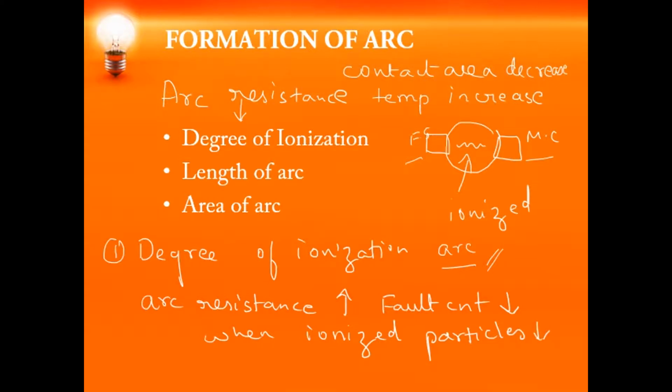Then what about the length of the arc? The resistance and the length are directly proportional, so the arc resistance will increase with the length of the arc. And the area and the resistance are inversely proportional. So if the arc resistance has to increase, then the area has to decrease. The arc resistance increases with decrease in the area of cross section of the arc.